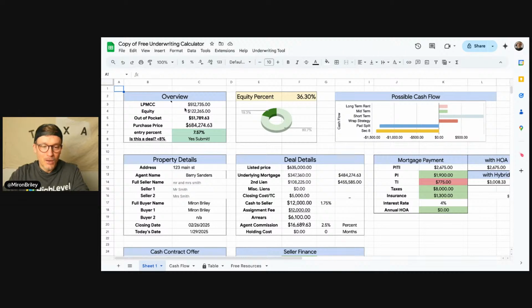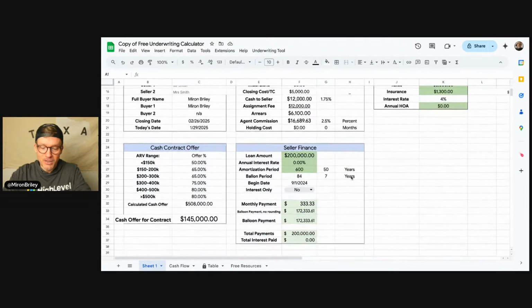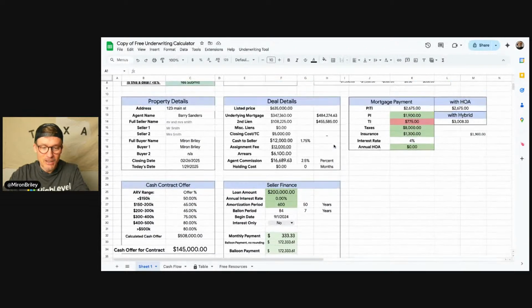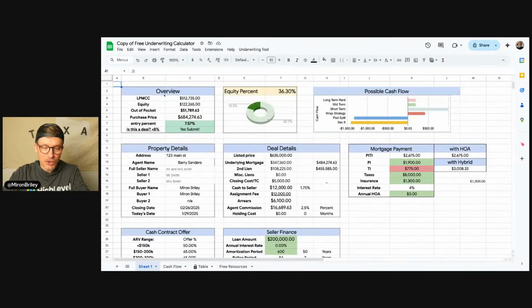What I want to do is break down what's going on in this underwriting sheet. There's a lot of stuff going on. I'll just start right here. Property details. This is where you put the address, the agent's name, the seller's name, and the buyer's name. I'm a little bit behind on the date, so we can go ahead and put the 4th here. Something like that. And when do you want to close?